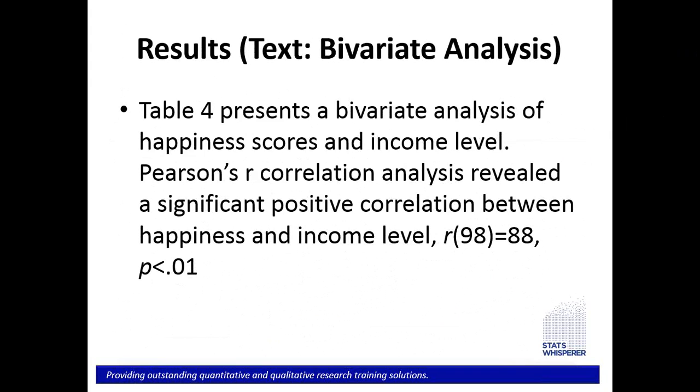All right. Now, correlation, very simple. Table 4 presents a bivariate analysis of happiness scores and income level. And if there were more continuous variables, we would just include them in that sentence. And then we also just state the Pearson r correlation analysis revealed a significant positive correlation. You put positive in there, between happiness and income.